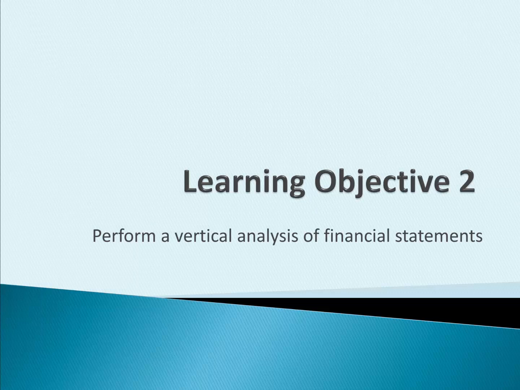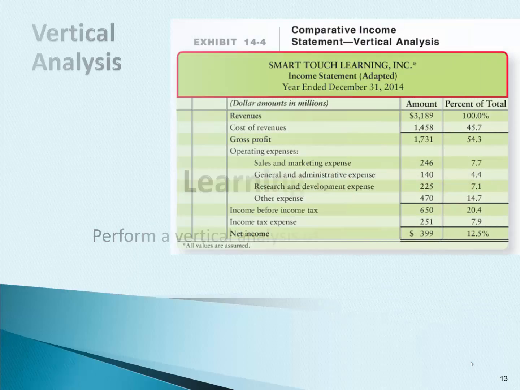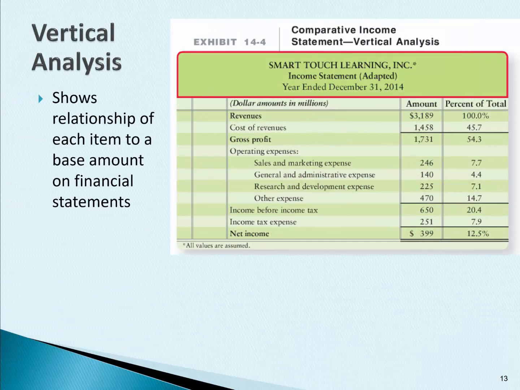The next learning objective is to perform a vertical analysis of financial statements. So notice here we have an income statement, but this time just one. So we're going to be analyzing this vertically. For the income statement, everything is going to be based on a percentage of revenues. Vertical analysis shows the relationship of each item to a base amount on the financial statement. And the base amount for the income statement is going to be revenues.